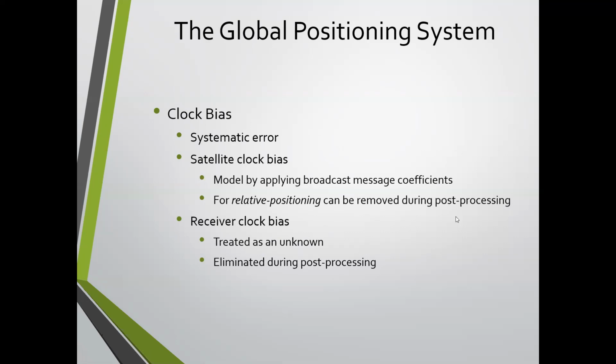Receiver clock bias is treated as an unknown, and it is also eliminated during post-processing. So remember, the satellite clock is a lot better. So the error associated with it is probably pretty small as compared to the receiver clock bias. That's going to be a little bit bigger because, again, it's using a much cheaper means of timing.